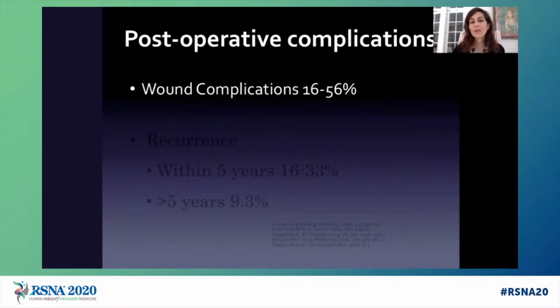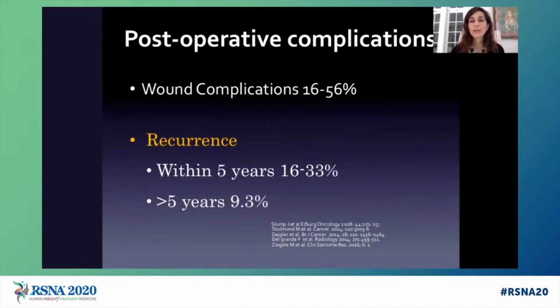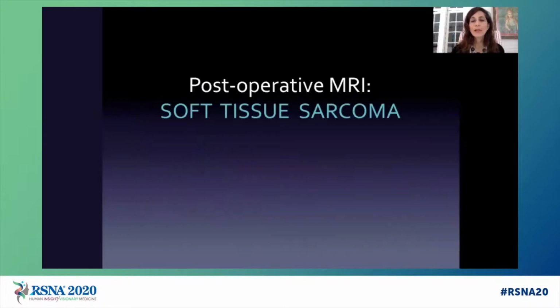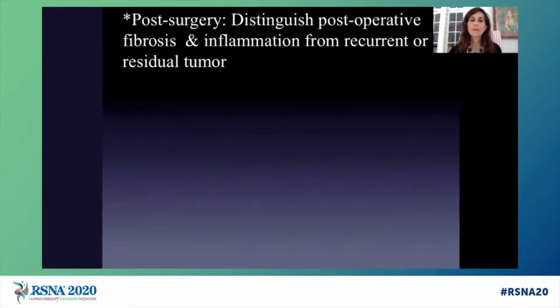I'm going to focus most of this talk around the dreaded complication, which is recurrence. And recurrence, and these are statistics for soft tissue sarcoma, is not uncommon. In up to a third of cases, we see recurrence within 5 years. And even after 5 years, it's greater than 9% recurrence rate. So let's discuss first the scenario of soft tissue sarcoma postoperative imaging.